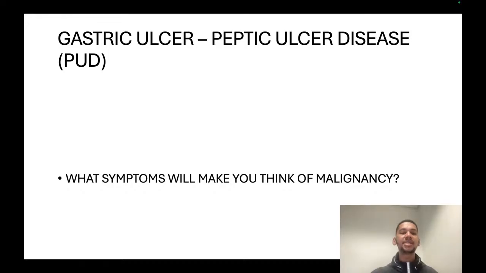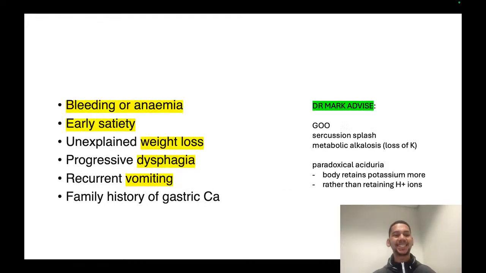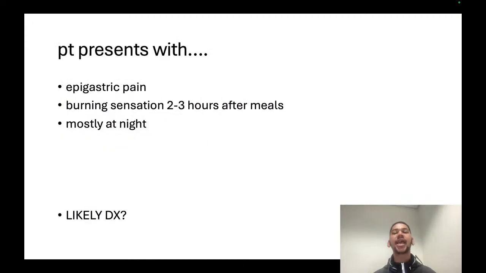So what symptoms will make you think of malignancy? If the patient is bleeding or has anemia, early satiety and unexplained weight loss, progressive dysphagia, recurrent vomiting, and any family history of gastric cancer can allude to a malignancy.